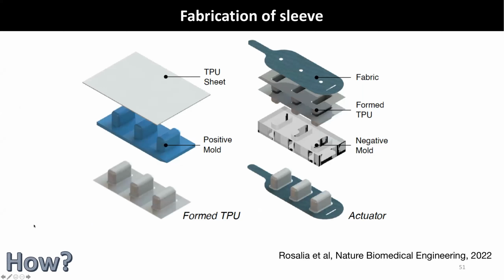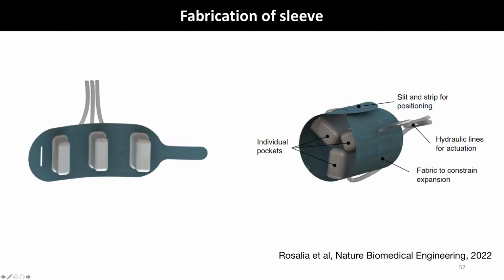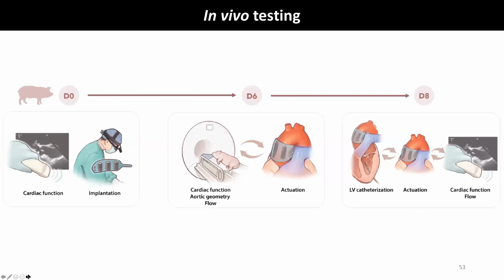We formed this sleeve that goes around the aorta. We used thermal forming methods to make 3 pockets that could be selectively actuated. And we put them in this fabric band that could be wrapped around the aorta. And each of these pockets could be pressurized to various degrees. The fabric constrains the expansion, and you can modify how tightly the band is wrapped around the aorta. These are filled with saline to mimic aortic stenosis.